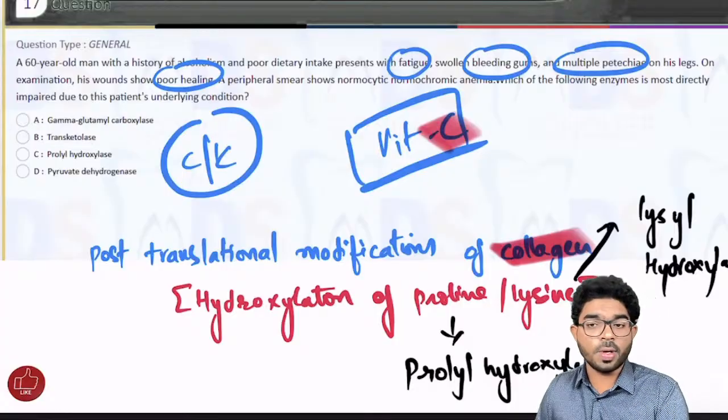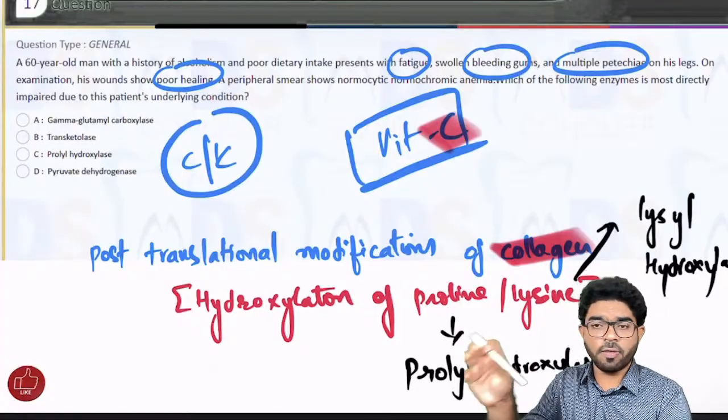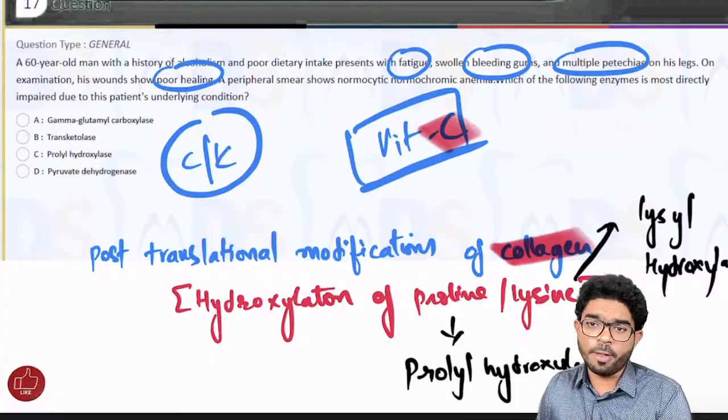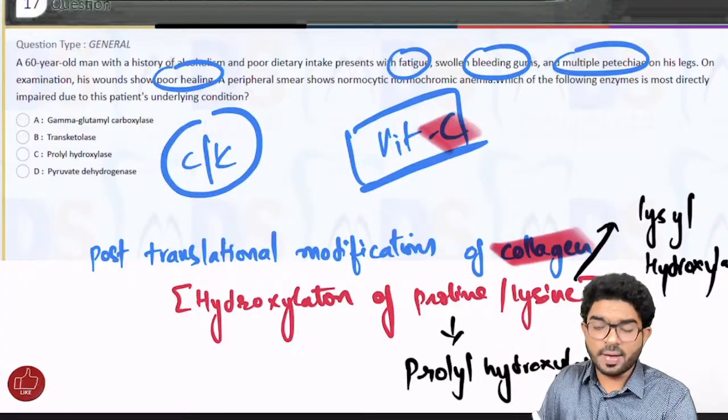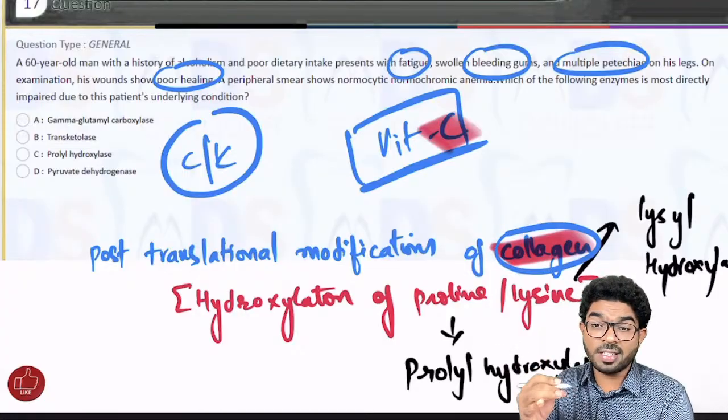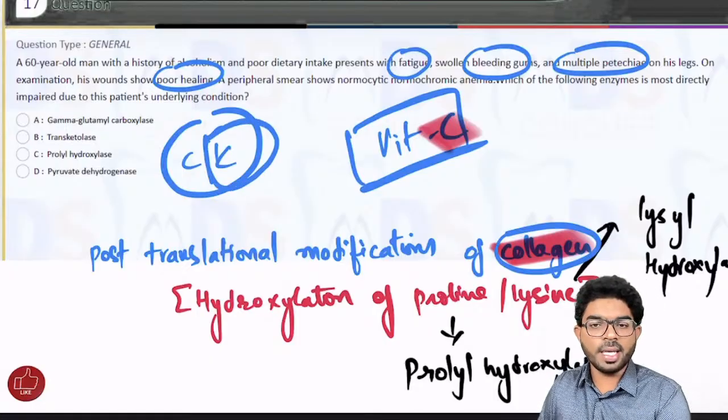This question was already asked in NEET PG: which of the following vitamins are mainly associated with post-translational modifications in the body? The answer is vitamin C and vitamin K. For post-translational modification of collagen, the answer is vitamin C. For post-translational modification of clotting factors, the answer is vitamin K.